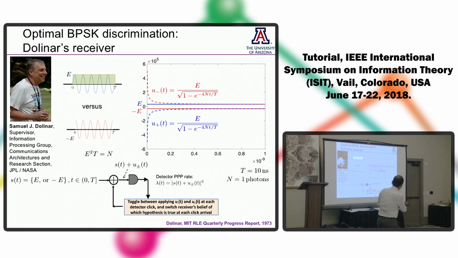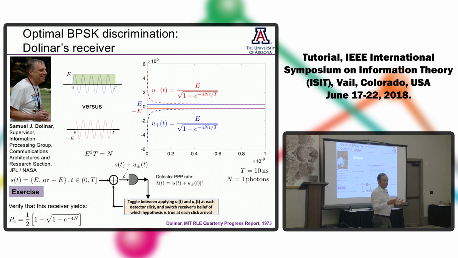But this detector that sits over here is still generating a Poisson point process, except that the rate of that Poisson point process is changing every time it generates a click, because it's being fed with a feedback waveform. So it's making it change the actual field that gets fed into it. When you do the math of the error probability for this with these 2 feedback functions, as I've written here, you will see that this receiver achieves that error probability.